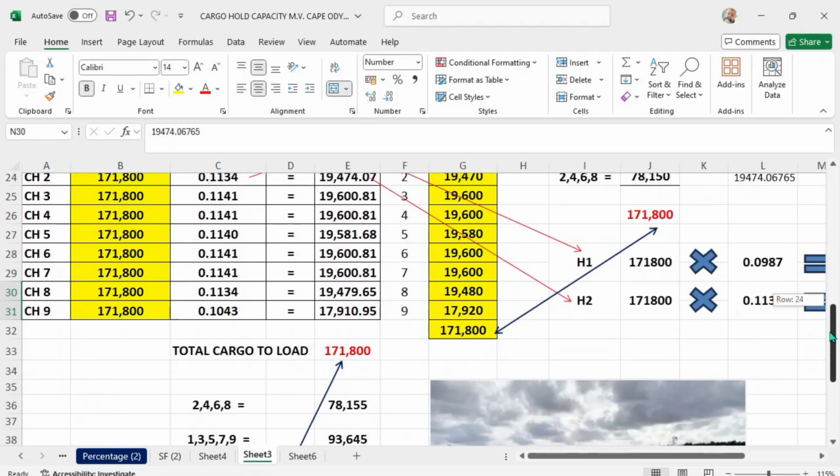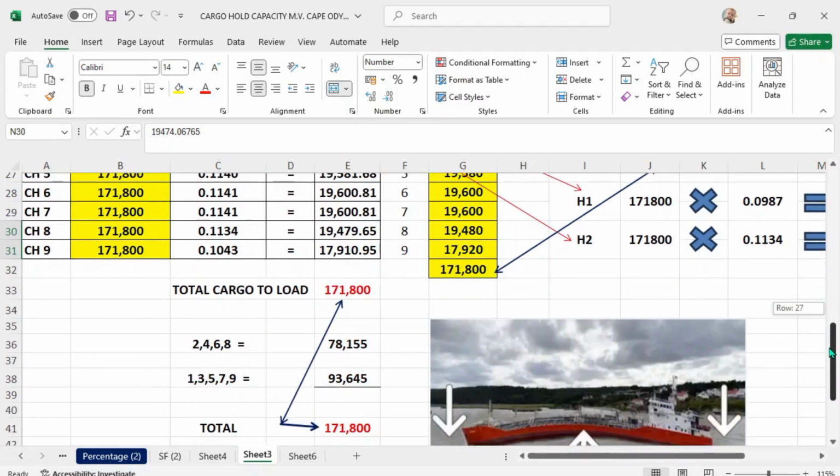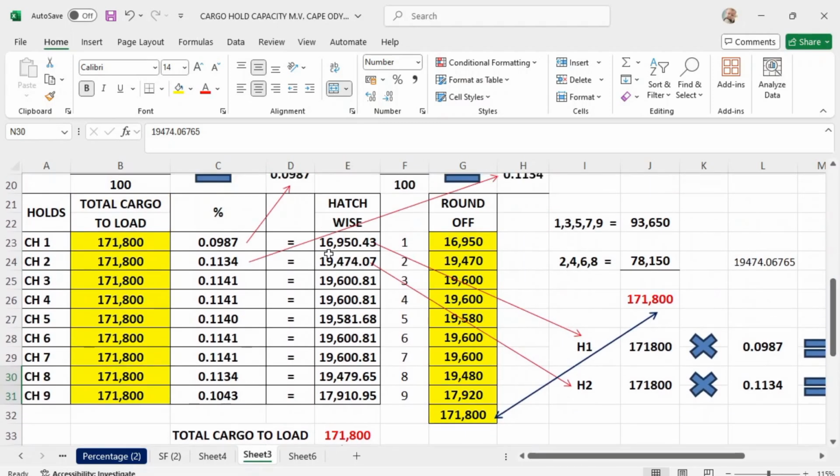Okay, and your total cargo will be 171,800. Okay, and I just want to round it up. Instead of 0.43, I made it 16,950, and this one 19,470, and 19,600 here, same here, and 19,580, and 19,600 here, and 19,480, and 19,020. Total of 171,800.